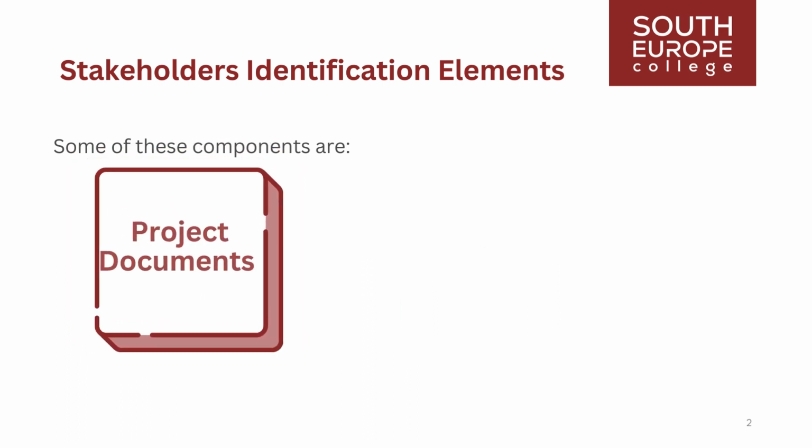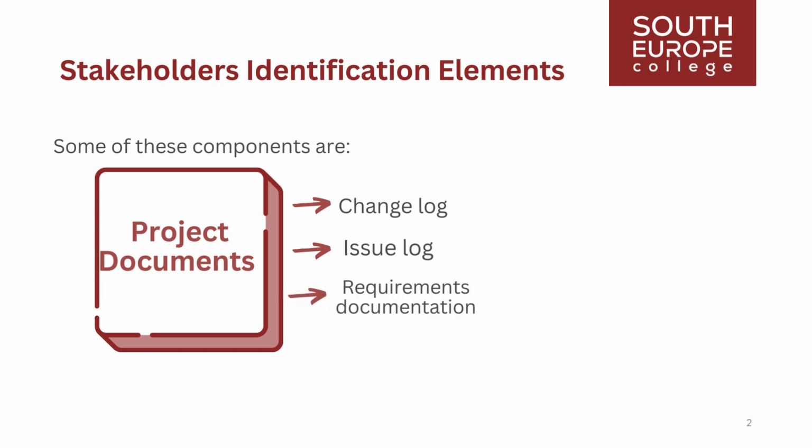Project documents that can be considered as inputs for this process encompass the following: change log may introduce new stakeholders or alter the nature of an existing stakeholder's relationship with the project. Issue log records issues that may introduce new stakeholders to the project or modify existing stakeholders' participation level. Requirements documentation can provide information about potential stakeholders.